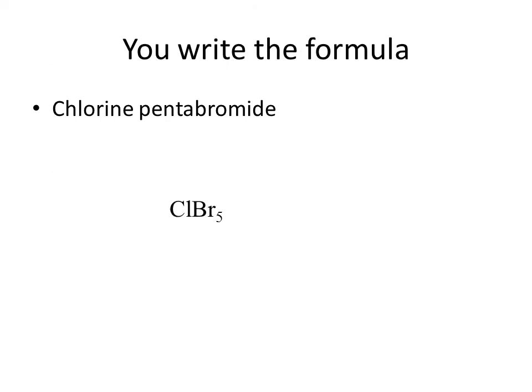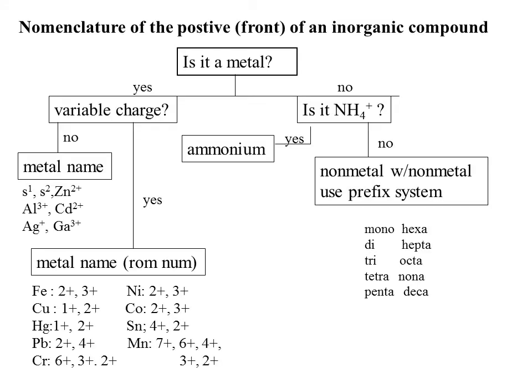Chlorine pentabromide means there's 1 chlorine with 5 bromines, and we will write it like this. Sulfur tetrachloride means 1 sulfur and 4 chlorines. And then finally, dinitrogen pentoxide is 2 nitrogens and 5 oxygens.